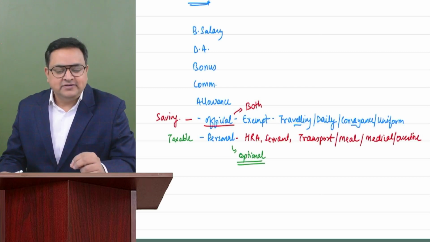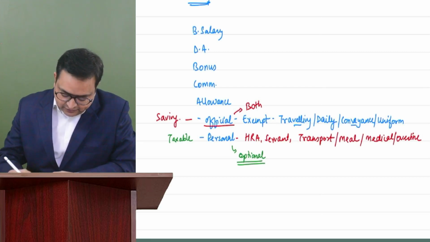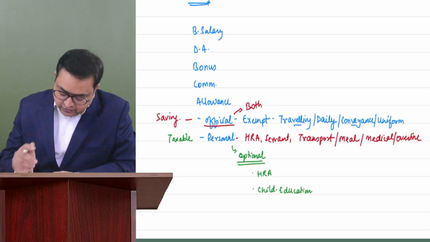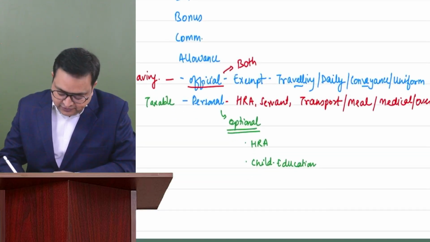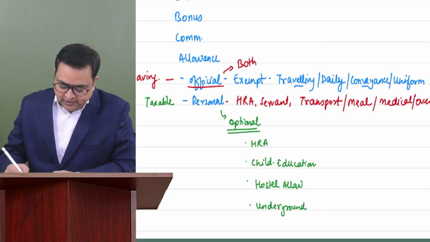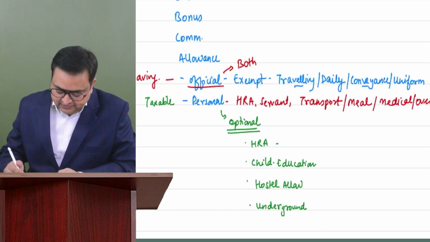But under optional regime, there are few personal allowances which are exempt. What are those? HRA is one. Children education allowance. I'm telling you the most common ones. Children education allowance, hostel allowance, underground allowance. Underground allowance is not so important, but still I'm discussing this also. So HRA is exempt up to a certain limit. I'll tell you what the exemption is over here.